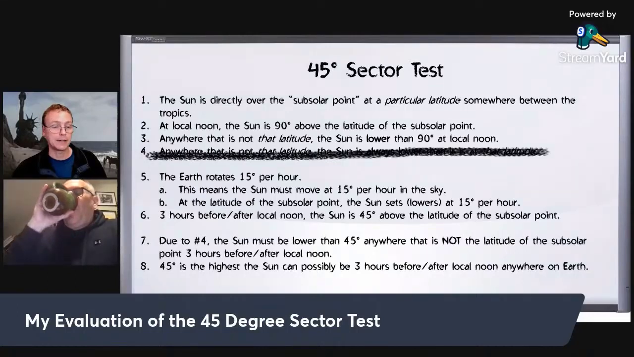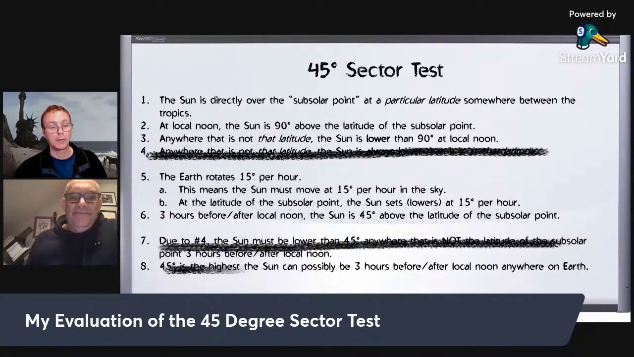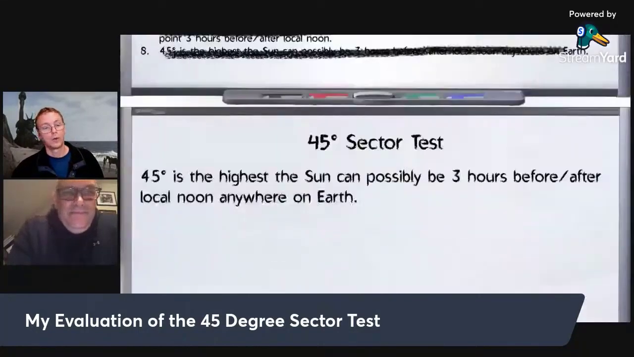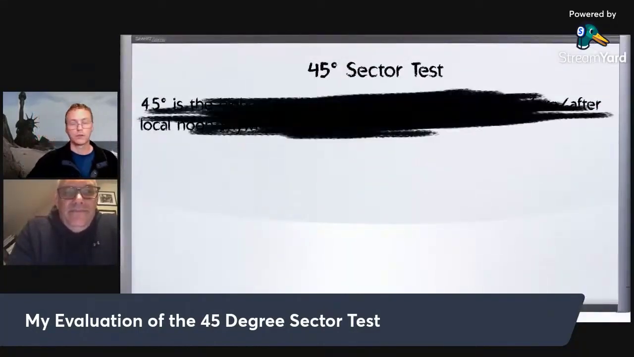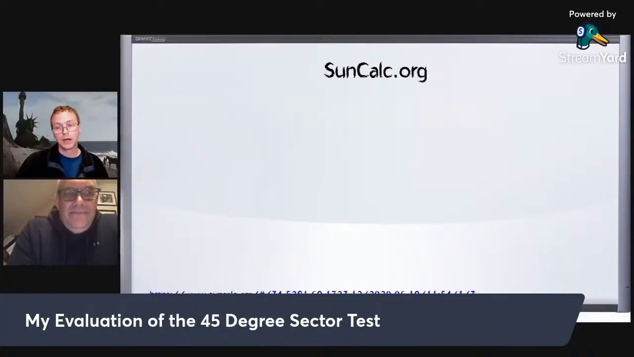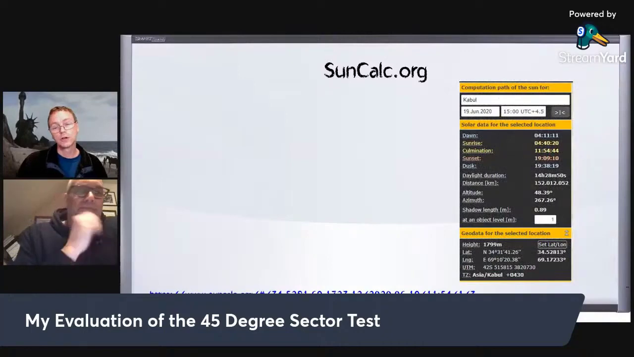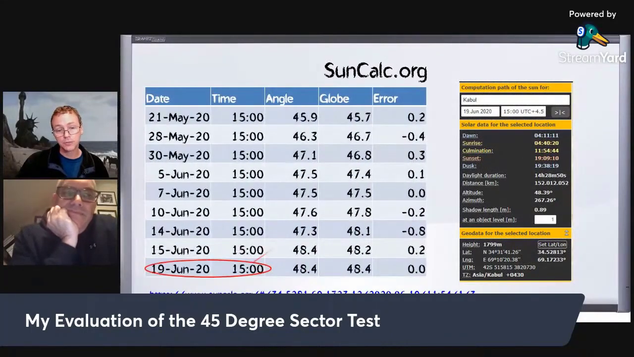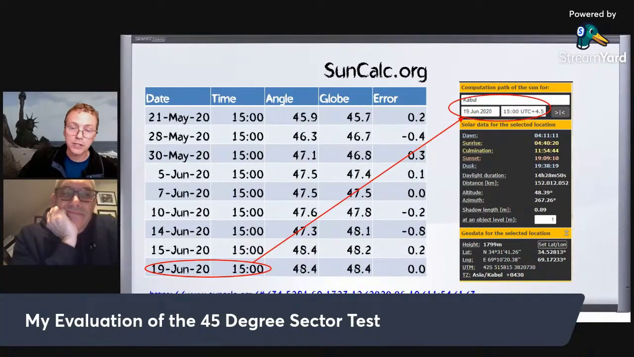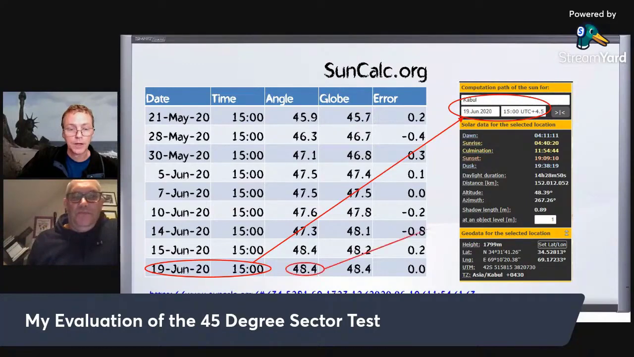Okay, so we strike that. And as soon as we strike it, we have to strike number 7 and number 8. We were wrong. This whole sector test is based on bad assumptions. I showed you SunCalc, what the actual prediction says. The actual prediction for 1500 on June 19th of 2020 matches your measurement to the tenth of a degree.